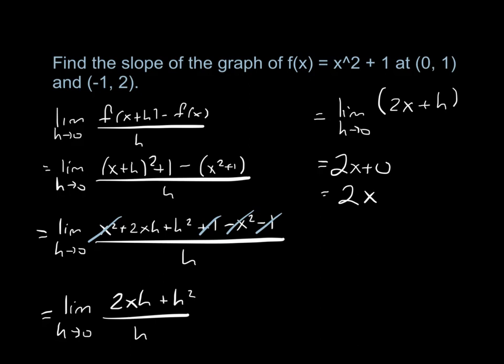Now notice that our slope has a variable, and that's because the slope of a quadratic will always be changing, unlike the linear function. So now we can find the slope at those 2 points. So the slope at the point 0, 1 would be 2 times 0, which is just 0. The slope at the point negative 1, 2 would be 2 times negative 1, which is negative 2.